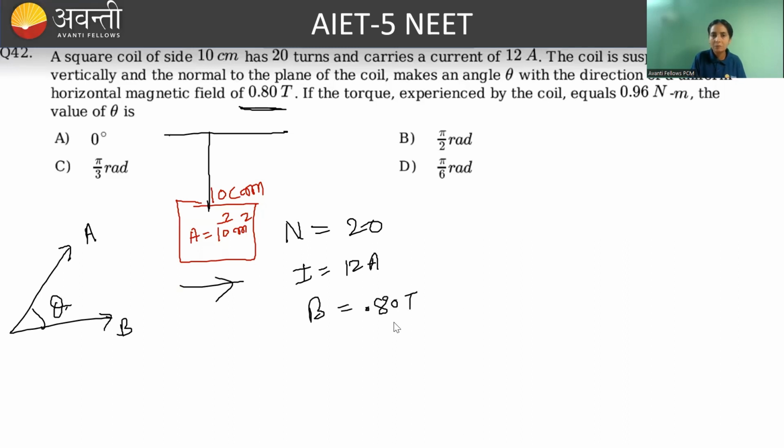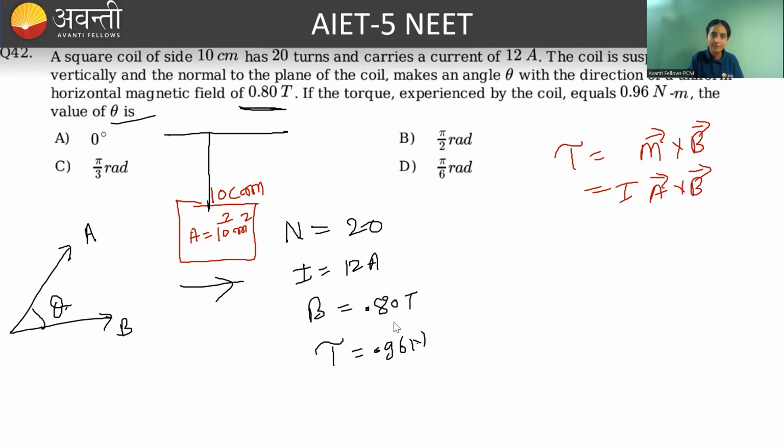Now the torque experienced by the coil is also given, that is 0.96 Newton meter, then value of theta is? So simple, you need to put the formula, get the answer. So put the formula here. Torque is how much? M cross B. Now what is M? That is I, A cross B.